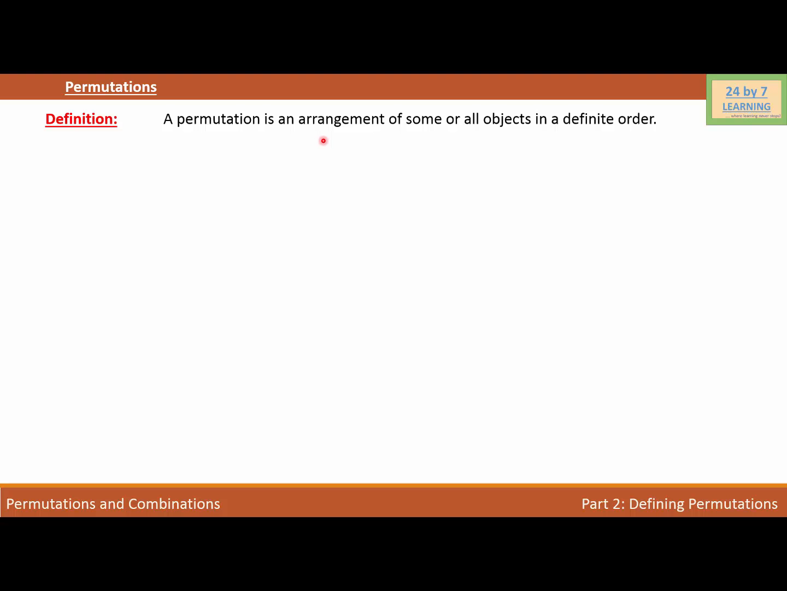It simply means that permutation tells us how to arrange the objects in any given order. The symbol to represent the permutation is nPr, where P is the permutation, n is the total number of things available, and r is the number of things that you count at a time.